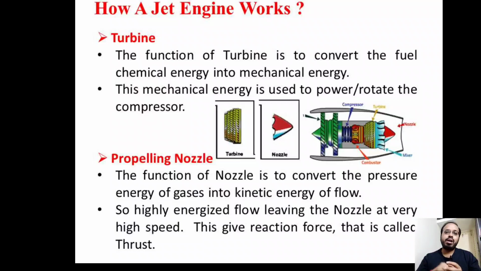The fifth and last primary component of the jet engine is the nozzle, also called the propelling nozzle. The main function of the nozzle is to convert the pressure energy of the highly heated gases into the kinetic energy of the flow. So the highly energized air, after passing the nozzle, leaves at a very high speed.